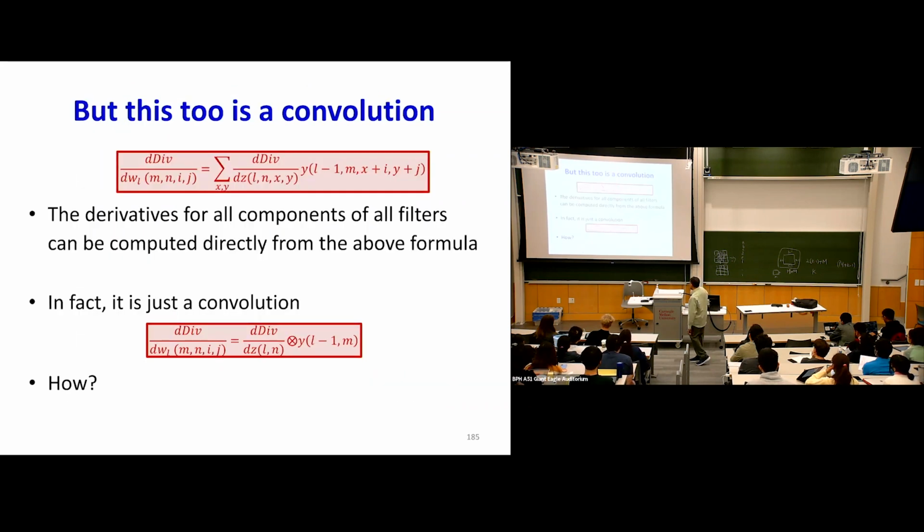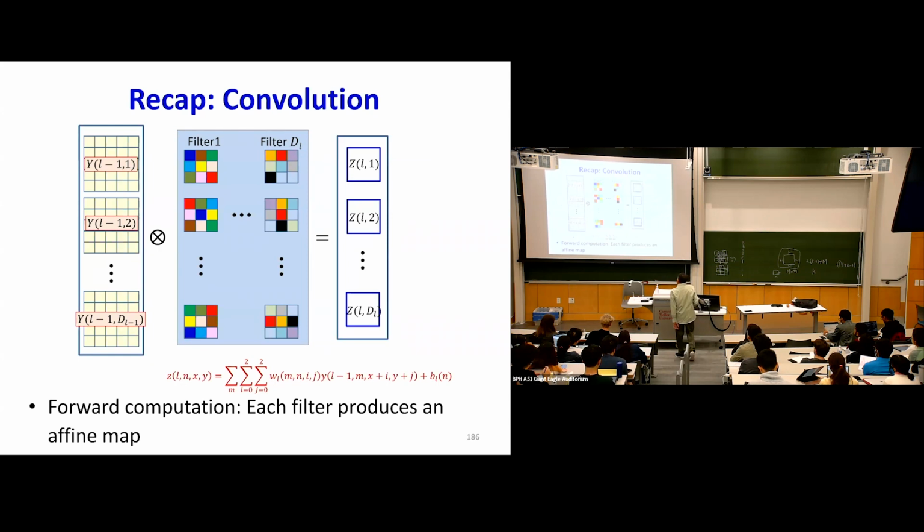So I can, and this is in fact, what is it a convolution of? It's even simpler than the convolution that we had to compute the derivatives of the inputs. When we were computing the derivatives of the inputs, we had a negation: it was i minus x, j minus y. Here there's no negation. Here it's x plus i, y minus j. So each filter in the forward computation is going to compute one affine map, right?